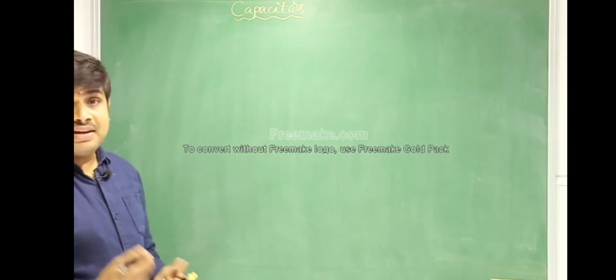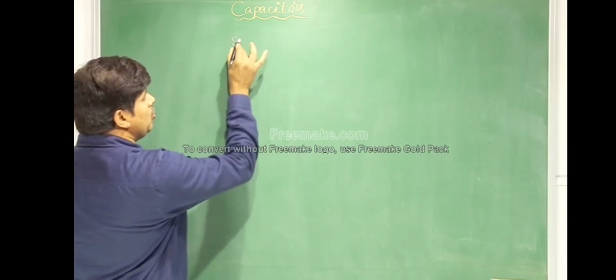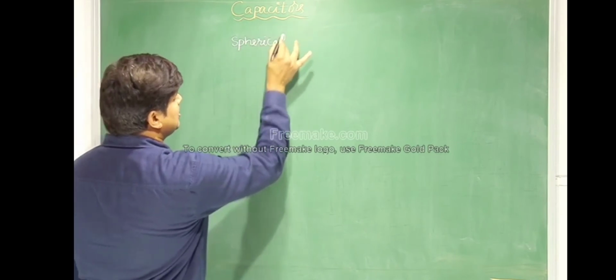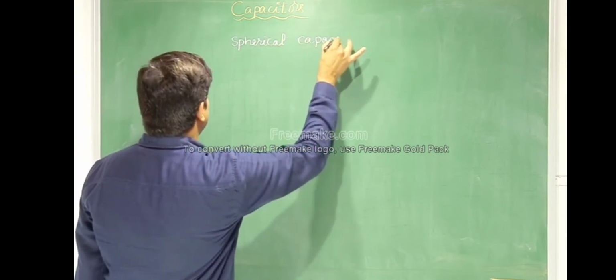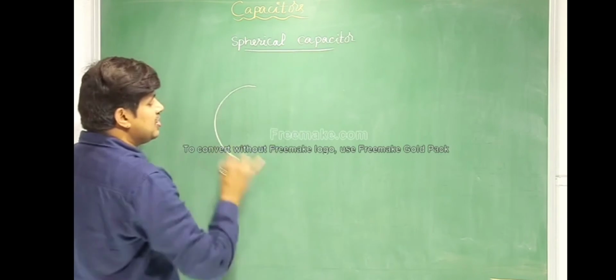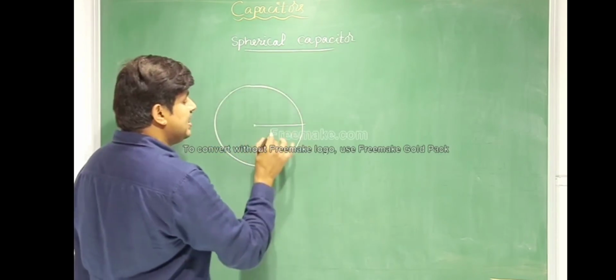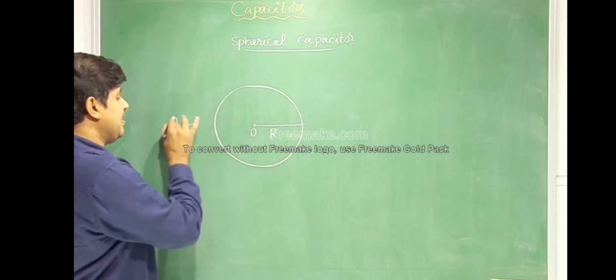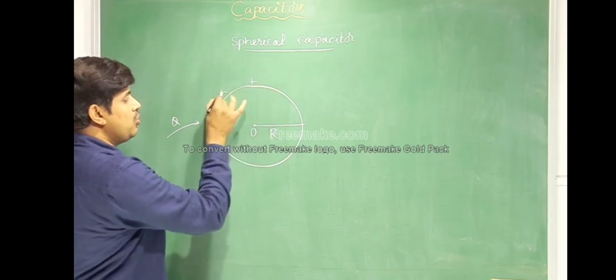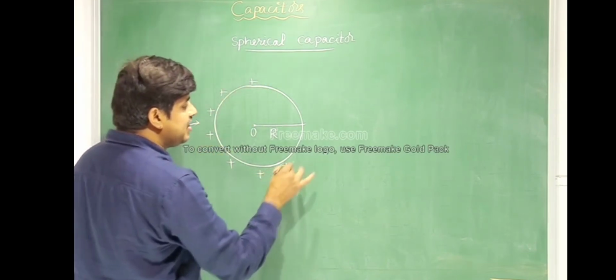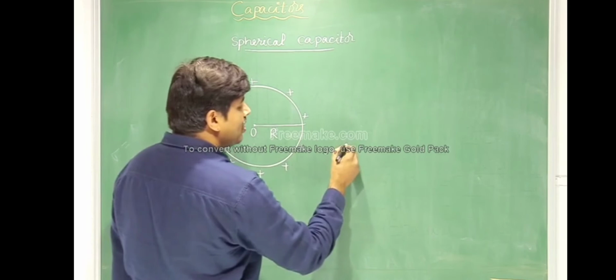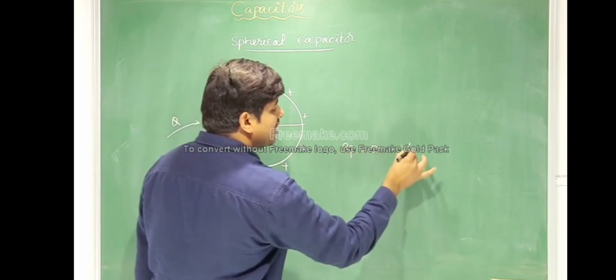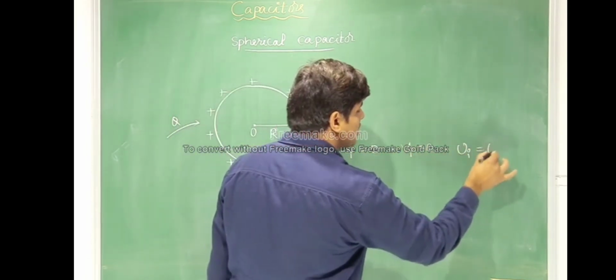Okay, now let us discuss the spherical capacitor. Already the spherical capacitor capacitance we have discussed. See, what is a spherical capacitor? If you consider a conductor whose radius is R, center is O, and you are giving electric charge to this conductor, its potential will be increasing gradually. Suppose initially its charge is 0, its potential is initially 0, its energy is initially 0.